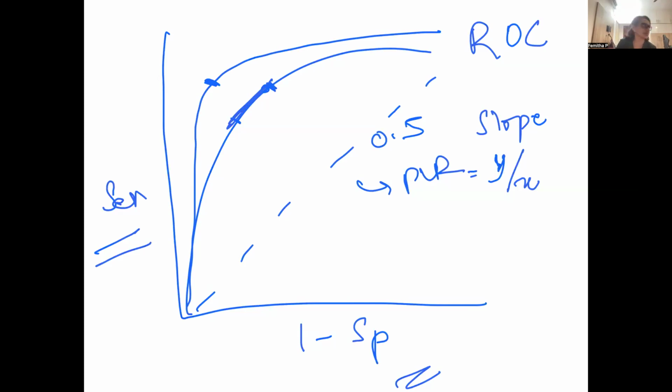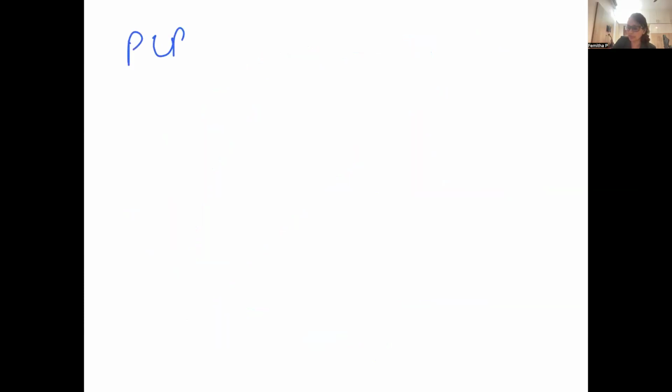I'll clarify one more point which Sir said. This ROC being a useless test means that the likelihood of a diseased patient getting positive is the same as the likelihood of a non-diseased patient getting positive, which means the PLR is 1 and it's completely useless. So if the PLR is much, much more than 1, then only is the test going to be of any use to you.